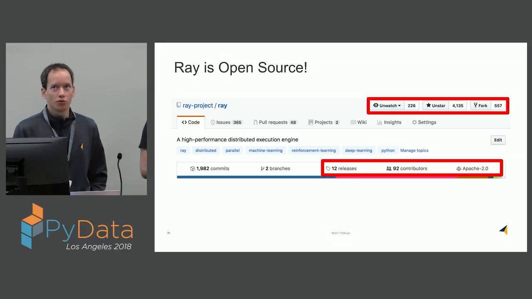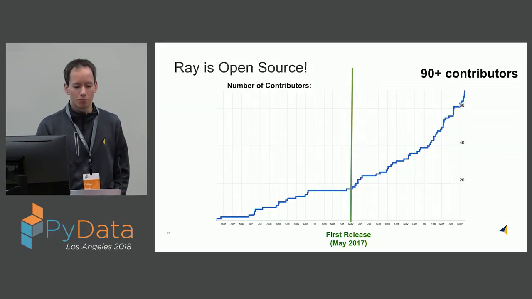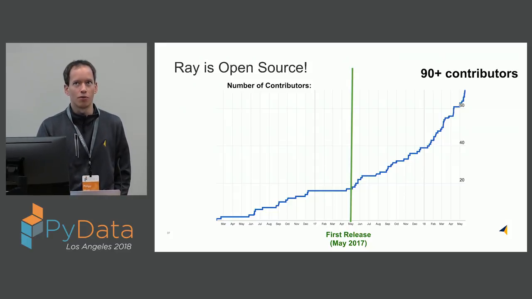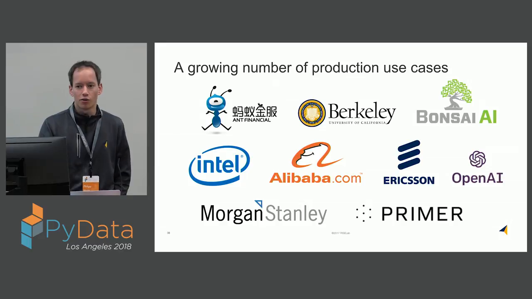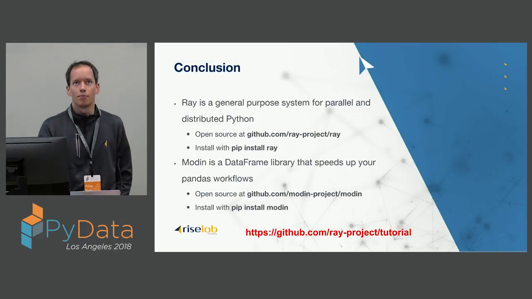So, Ray is an open source system. It's available on GitHub. You should check it out, and you are going to use it, obviously. Since the initial release last May, we have an increasing number of contributors, and also an increasing number of production use cases at various companies we are working with.